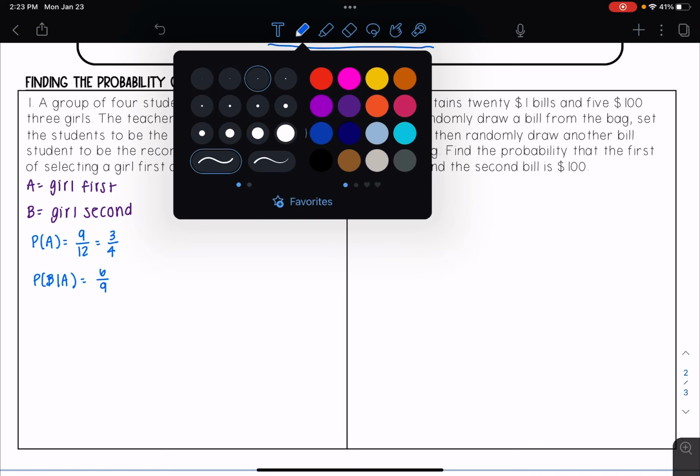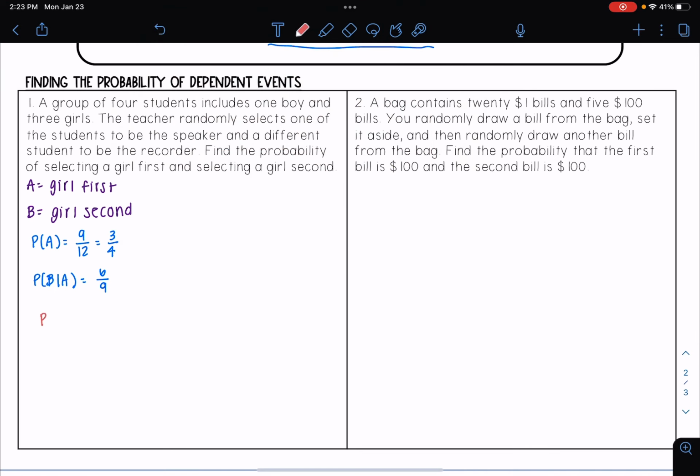And so that means that the probability of A and B is equal to the probability of A times the probability of B given A. So I have 3/4 times 6/9, which ends up being 0.5. So you have a 50% chance.